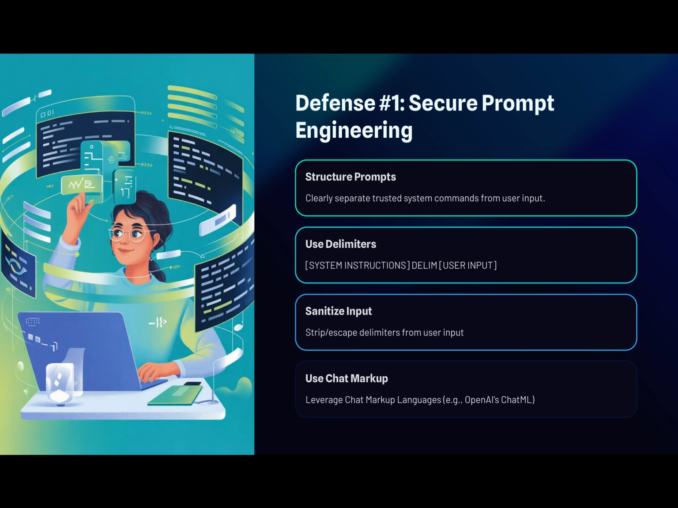It's also essential to sanitize all user input, especially by stripping or escaping any delimiters the system relies on. This makes it much harder for a user to mimic legitimate system instructions. Finally, consider using chat markup languages when available, such as OpenAI's chat markup language, which provide built-in ways to differentiate system instructions from user content. By implementing these strategies, we can maintain clear boundaries and minimize the attack surface for prompt injection.